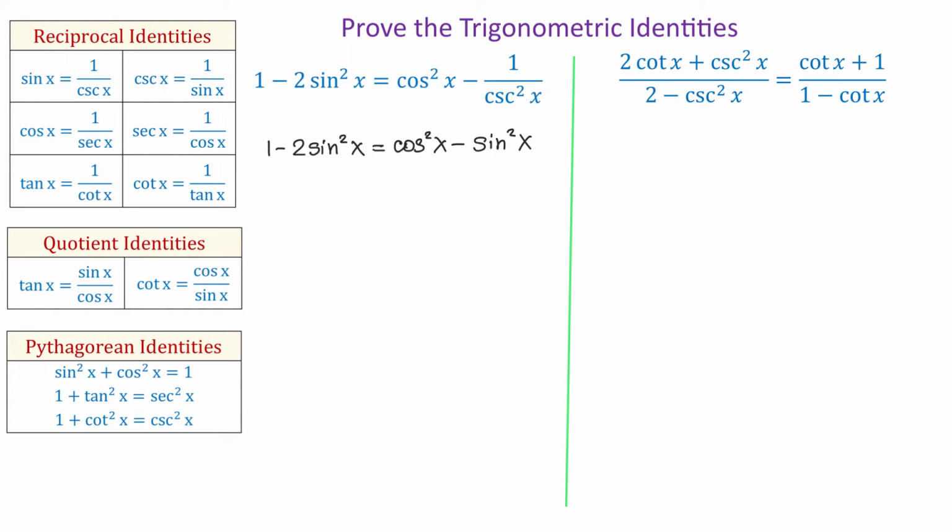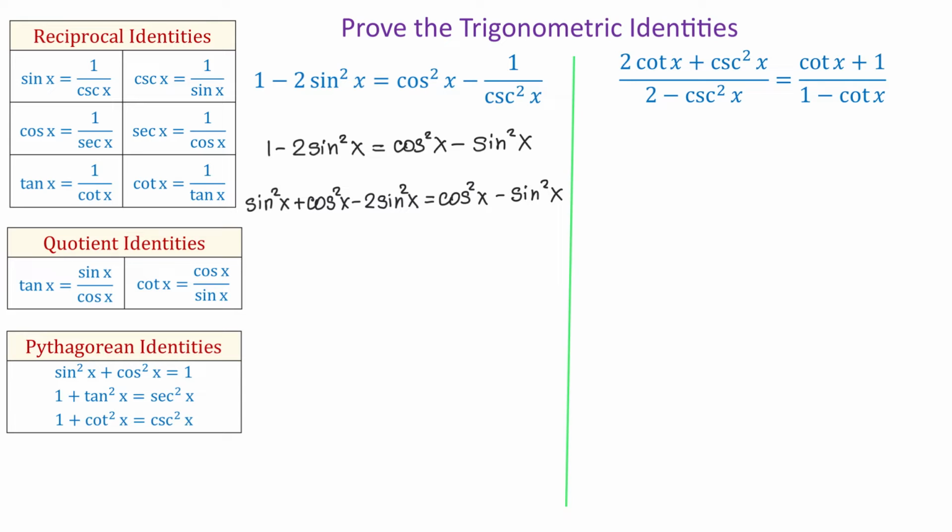Now on the left side, I will use the first Pythagorean identity to replace 1 with sine squared of x plus cosine squared of x. Then I will have sine squared of x plus cosine squared of x minus 2 sine squared of x equals cosine squared of x minus sine squared of x.